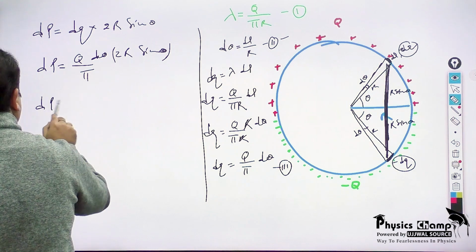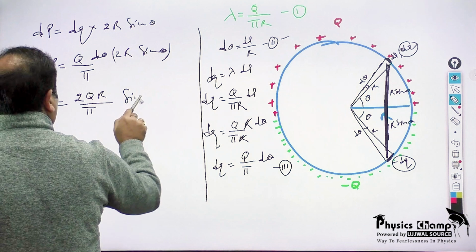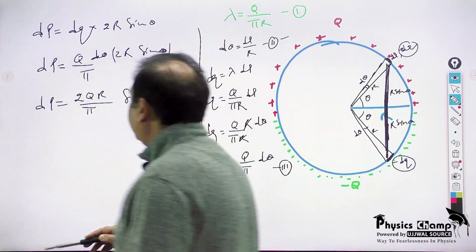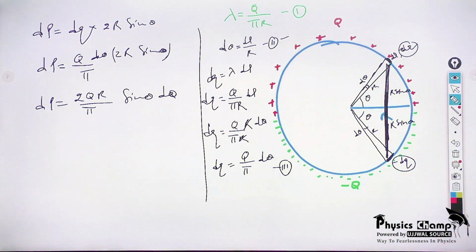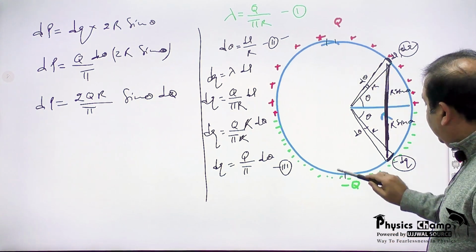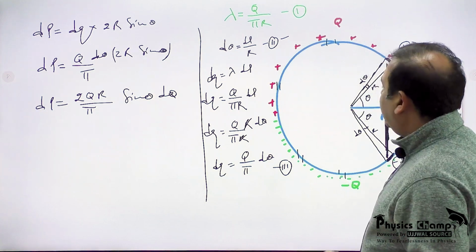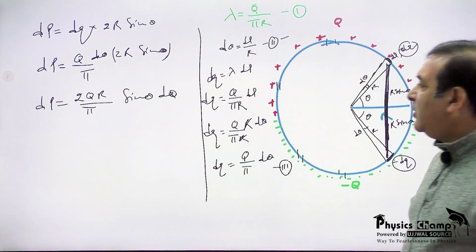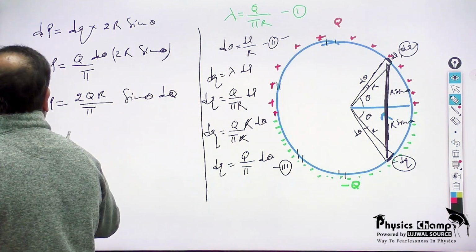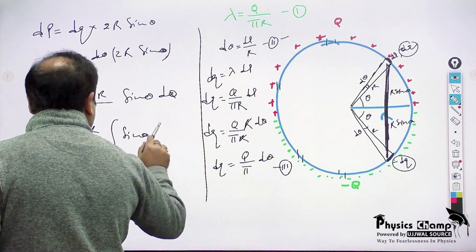So the dipole moment dp is 2qr by pi sin theta d theta. But we are interested in the total dipole moment. This is the dipole moment of just two small elements. But here I have such dq distributed everywhere, not only at these two places, it is distributed everywhere in the upper half and the lower half. So the total dipole moment, if I am looking for, is 2qr by pi. I will just integrate sin theta d theta.